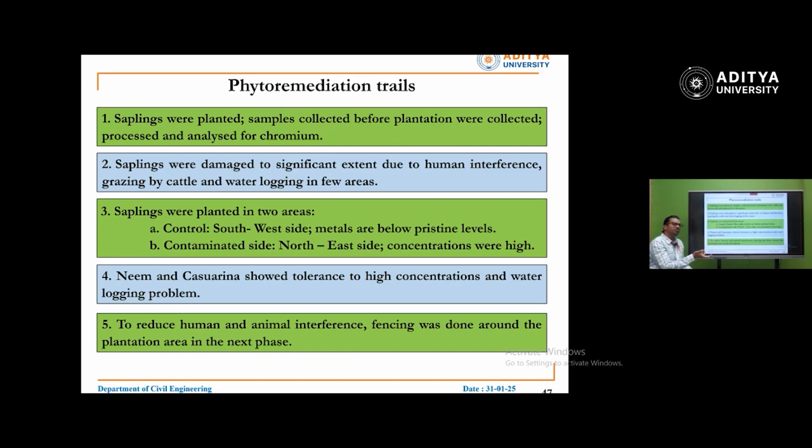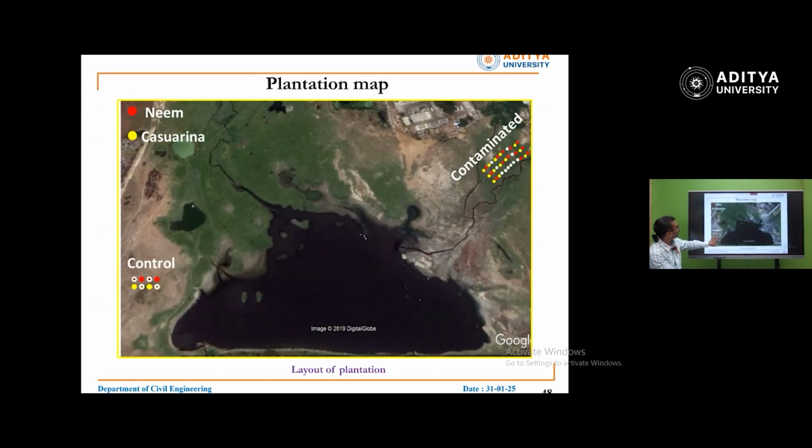And second, cattle roaming in the study area continuously interfered with those plants. So human and animal interference is also there. Due to that, we could not get the required results. But what we got from this preliminary study is that neem and casuarina plants showed high tolerance to the existing conditions. So we selected these 2 species only, and then replicated the study.